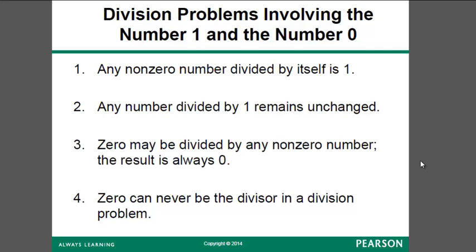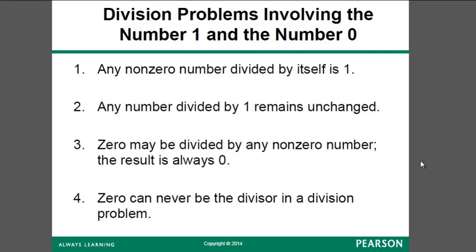Any number divided by 1 remains unchanged. This means I'm taking my objects and putting them into one group. How many items are in that one group? Well, I have 6 pieces of pizza again. There's only 1 of me. So how many pieces of pizza do I get? I get all 6 pieces.